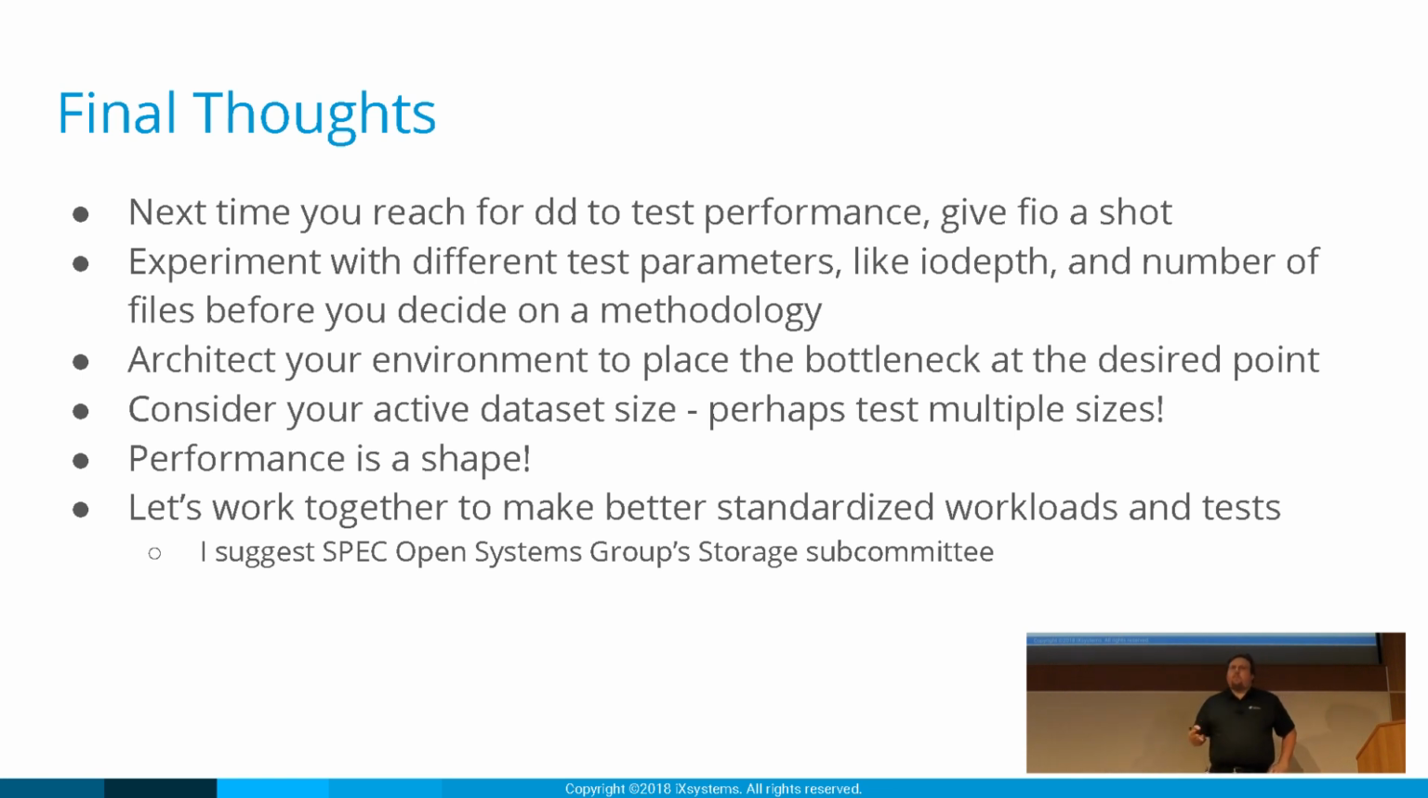Be sure to architect your environment so that the bottleneck is where you want it. Don't let a PCIe switch sneak in there and give you surprisingly low performance numbers. And consider your active dataset size. It can be hard to get a handle on it, but maybe you just test multiple active dataset sizes in your own personal testing. And finally, remember that performance is a shape. So when you get that first number out of fio, yay, it's one point, but remember the graphic where we just shot a few holes and we couldn't tell what the shape really was.